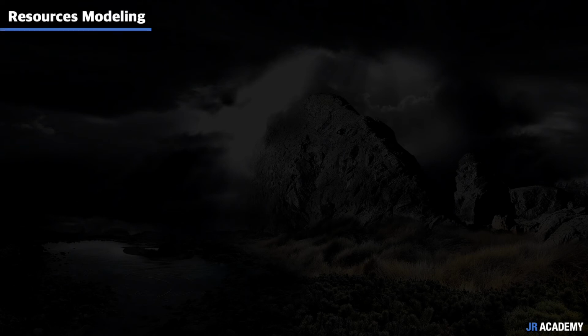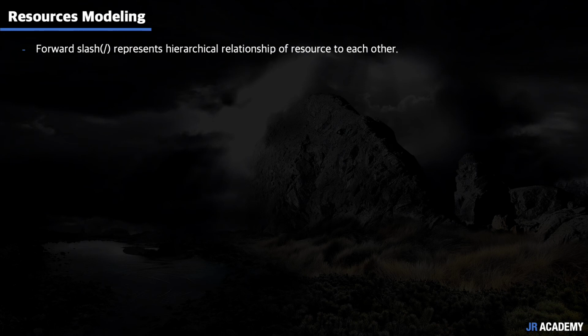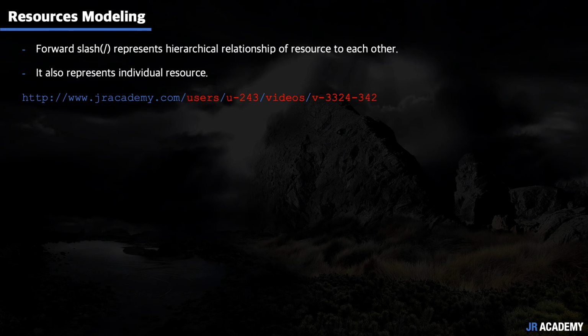So moving ahead, we have to model resources with our API, and for that we need to learn a little bit about resource modeling. Here we know that forward slash represents the hierarchical relationship of resources to each other, but that forward slash also represents an individual resource. Take our old example: users, u_243 and videos are also individual resources. So basically when we design any API, we are dealing with multiple resources.